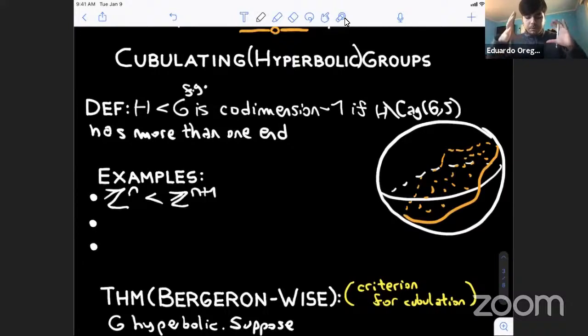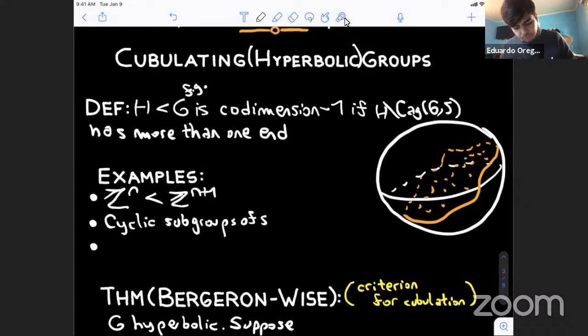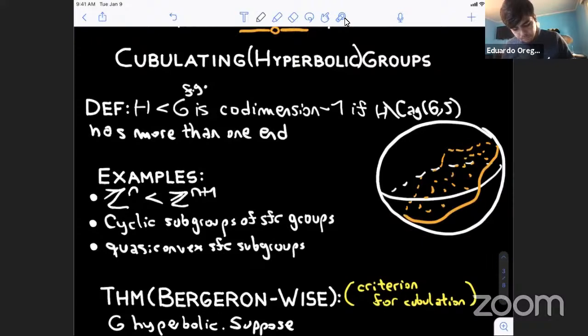And another picture which I remember is that surface groups are dimension two, so codimension one means cyclic subgroups of surface groups are codimension one. And also in the idea of this picture, we have this as a convex subgroup in surface fundamental groups.